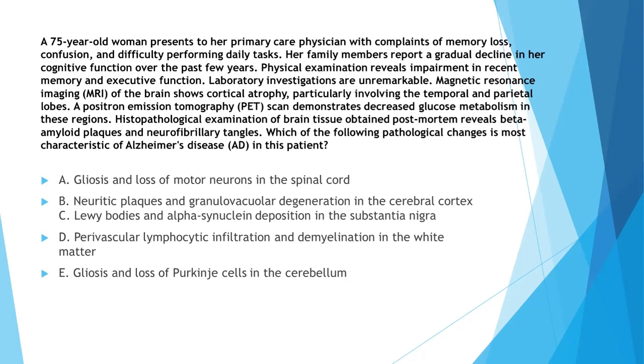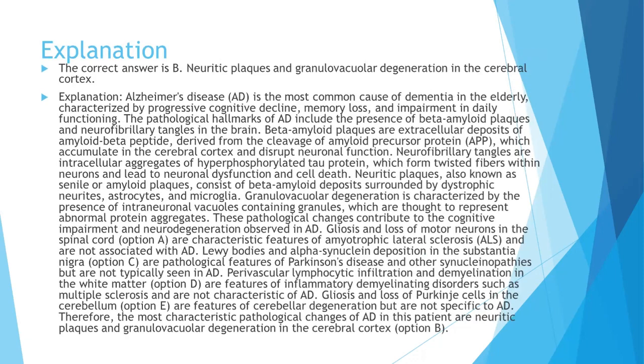Now, which of the following pathological changes is most characteristic of Alzheimer's disease in this patient? Gliosis and loss of motor neurons in the spinal cord, neuritic plaques and granulovacuolar degeneration in the cerebral cortex, Lewy bodies and alpha-synuclein deposition in the substantia nigra, perivascular lymphocytic infiltration and demyelination in the white matter, or gliosis and loss of Purkinje cells in the cerebellum. The answer is neuritic plaques and granulovacuolar degeneration in the cerebral cortex.